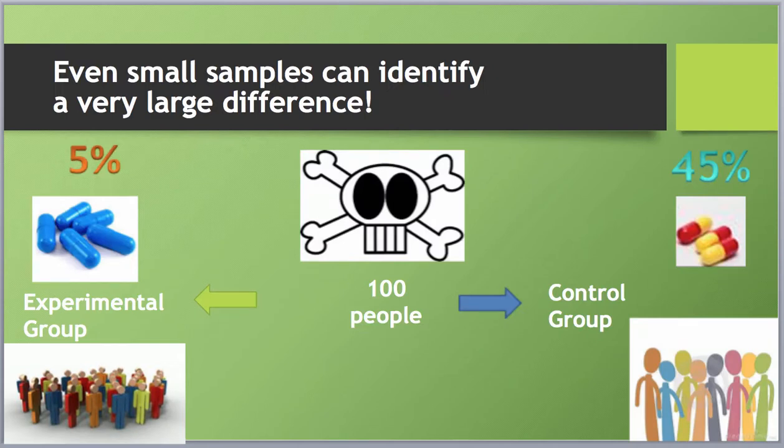Okay. So even small samples can identify a very large difference. So know that they can still. So you have the experimental group and the control group. You have 100 people who recently had a virus. The experimental group is getting a new antiviral treatment. The control group is getting the old treatment. Suppose that some people died in each group. Okay, so in each group some people are going to die.